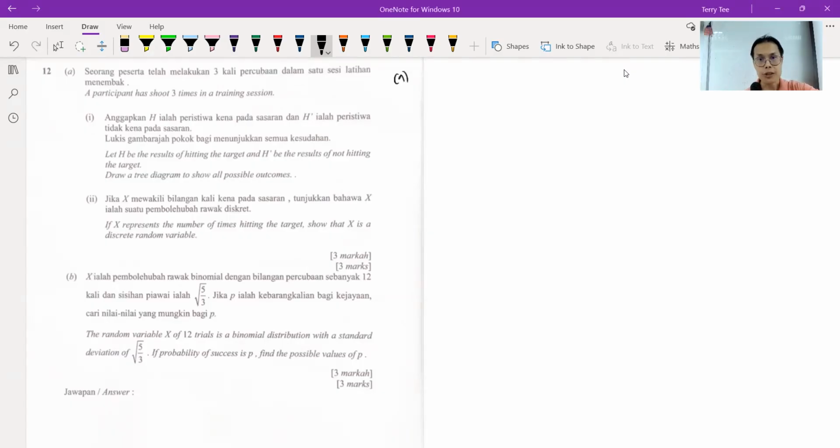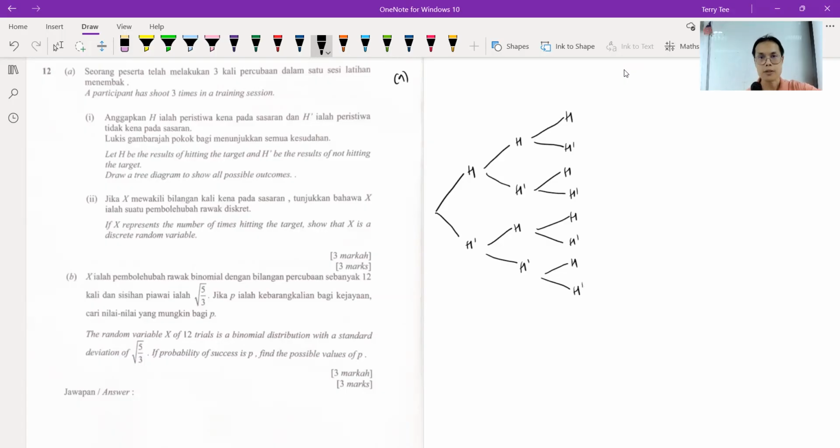Okay, so to draw a tree diagram, because we are doing 3 times, we start from here. We have hit and miss, H prime. Hit and miss. Hit and miss. Then hit and miss. Hit and miss. Hit and miss. Hit and miss. So this is your first attempt. Okay, this is your second attempt. This is your third attempt, or percubaan pertama, kedua, ketiga.